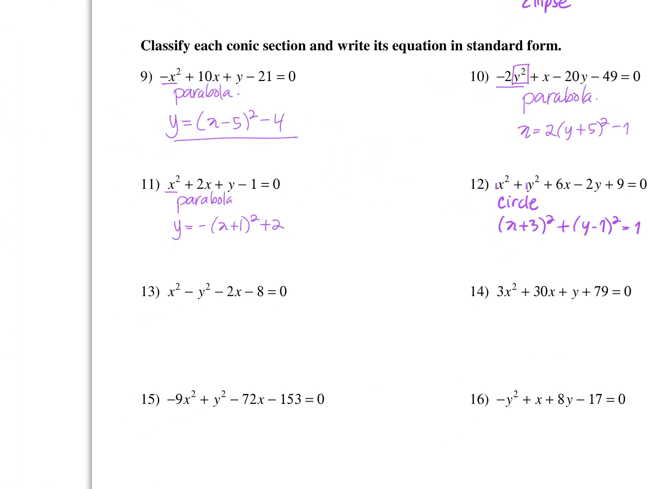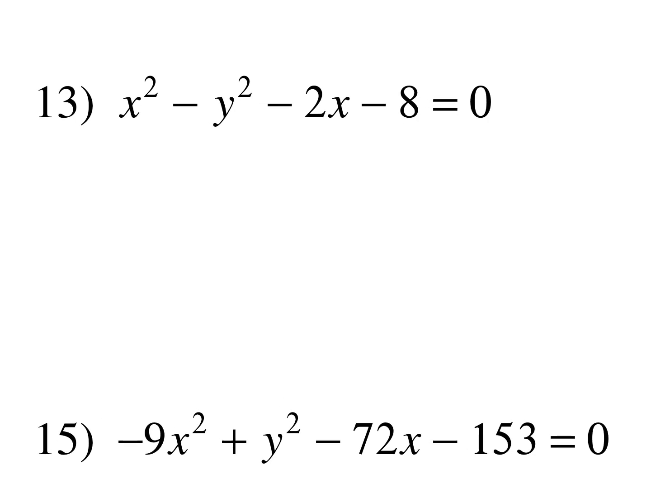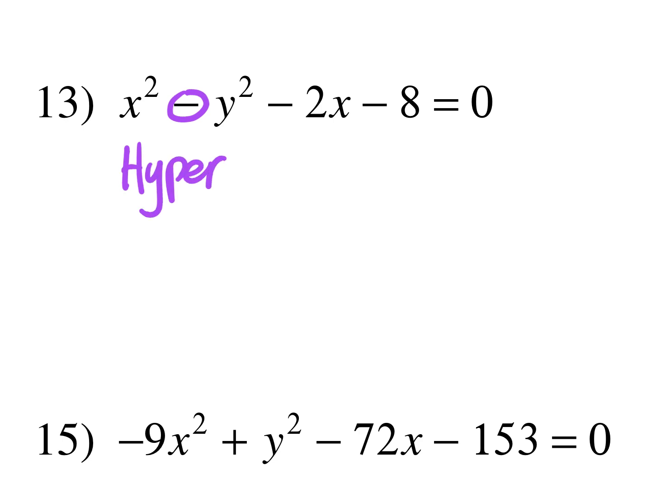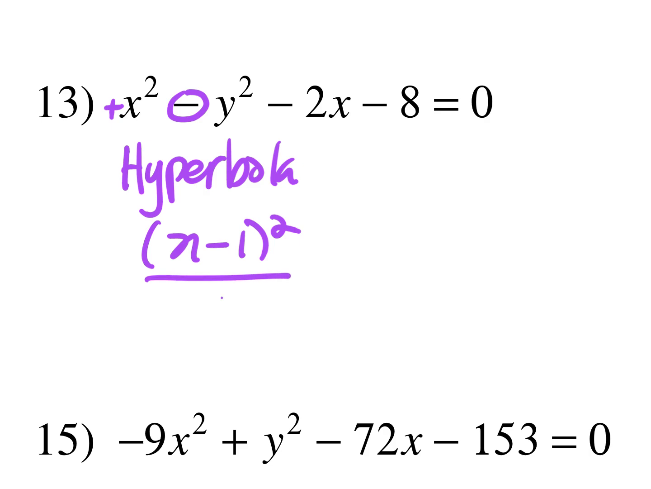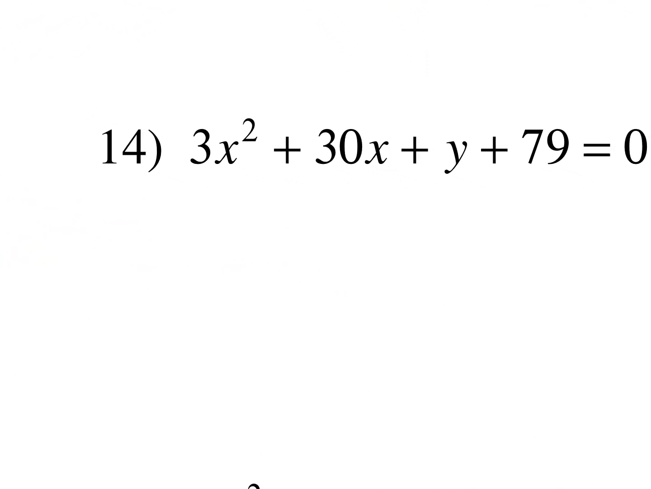Okay, next number 13. So in number 13, both are squared once again, but there's going to be a negative in between them. So this is going to be a hyperbola. One is positive and one is negative. So the equation of the hyperbola is (x minus 1) squared all over 9 minus y squared all over 9 is equal to 1.